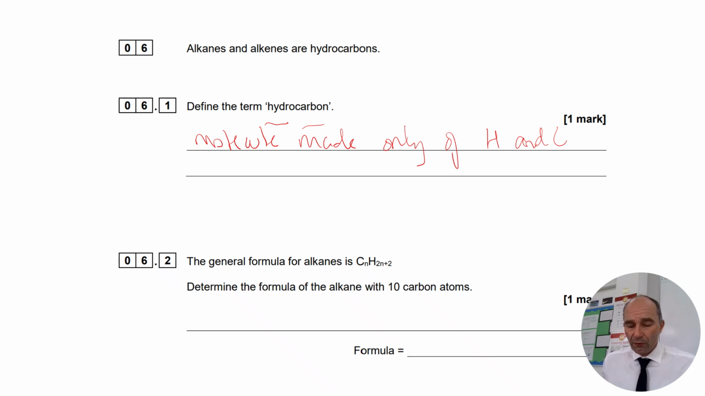And then 6.2, we've got our general formula for alkanes is CnH2n+2. Determine the formula of an alkane with 10 carbon atoms. So we're being told that n equals 10 in this case. So we're going to have C10, and then to work out the number of hydrogens, it's 2n, so 2 times 10 is 20, plus 2. So you got that 22. So we should have written that in there. So that is where your mark is going to come from.